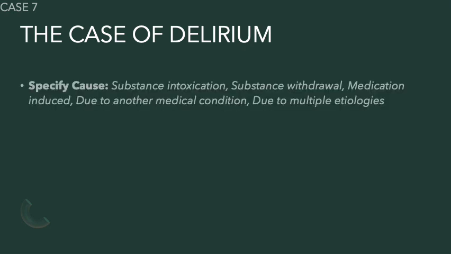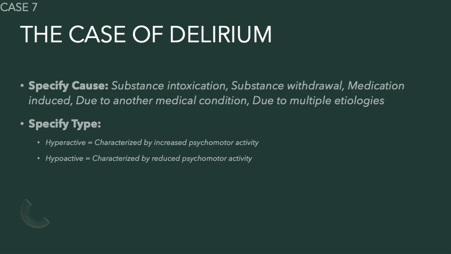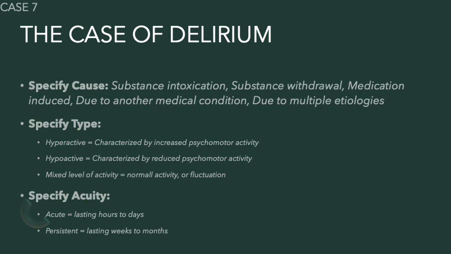Well, you can specify the cause, which can be substance intoxication, substance withdrawal, medication induced, due to another medical condition, or due to multiple etiologies. You can specify type. It can be hyperactive, which is characterized by increased psychomotor activity. It can be hypoactive, which is characterized by reduced psychomotor activity, or it could be mixed level of activity, which means there's either normal activity or fluctuation. You can also specify acuity with acute, lasting hours to days, and persistent, lasting weeks to months.